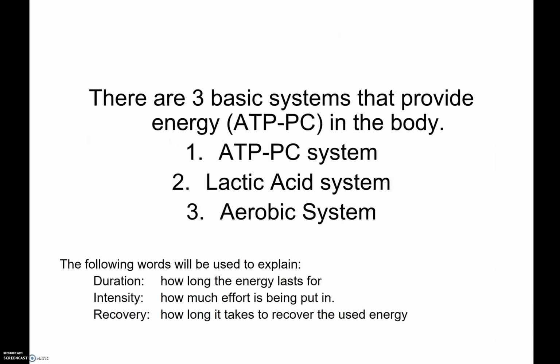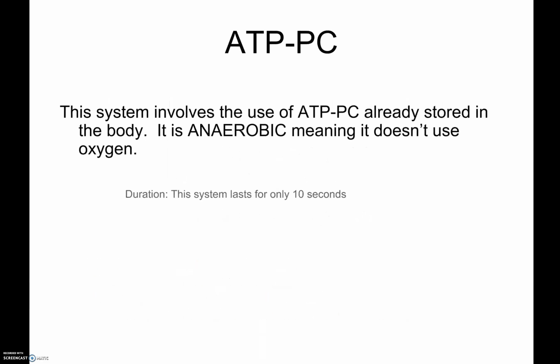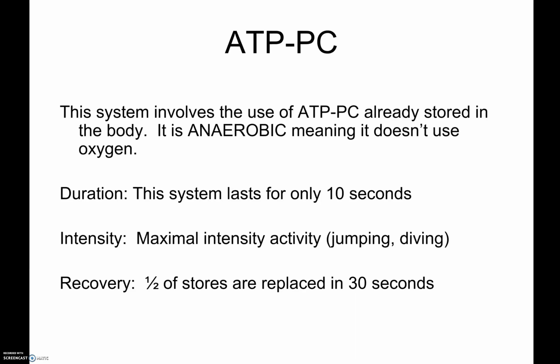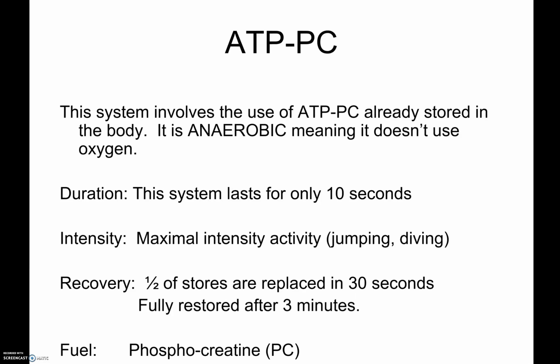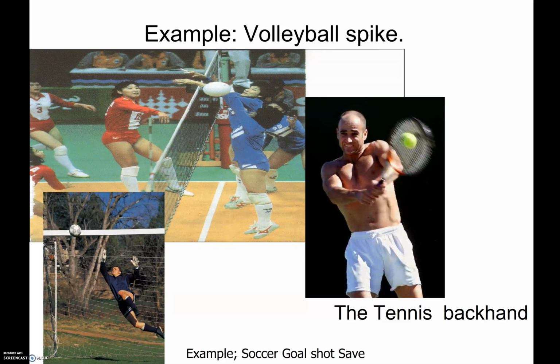So our three basic energy systems are PC, lactic acid, and aerobic. What we need to know is the duration of how long that system works for, the intensity, and the recovery. They're our main things that we need to know. So there are key things about our PC. That recovery is that half stores for 30 seconds and full stores after 3 minutes. Our fuel there, and there's our examples of sports. So tennis backhand, volleyball spike, all those short-term activities are high intensity.